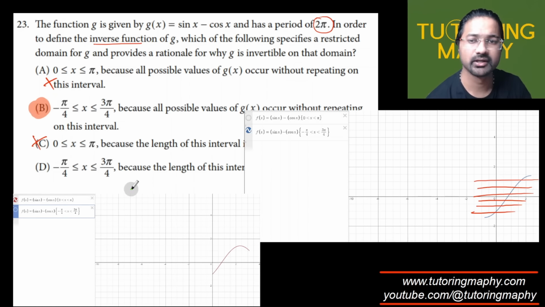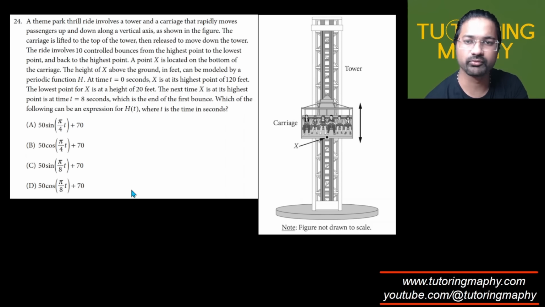Hope that makes sense. And the last question which we have over here is a theme park thrill ride involves a tower and a carriage that rapidly moves passengers up and down along a vertical axis as shown in the figure. The carriage is lifted to the top of the tower and then released to move down the tower, and the ride involves 10 controlled bounces from the highest point to the lowest point and back to the highest point over here.